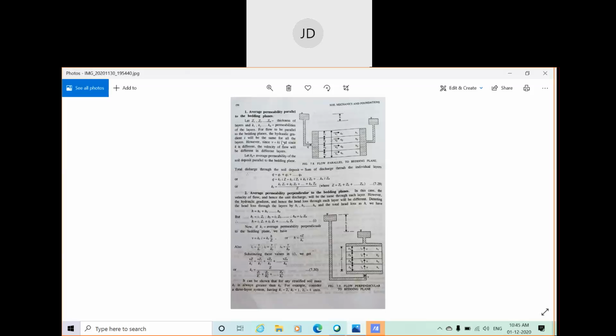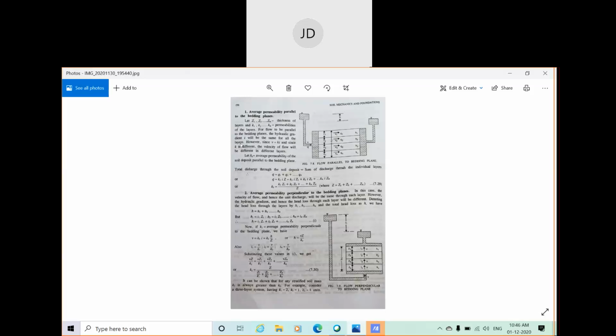We need to find out the average permeability, and since the flow is parallel, suppose this direction we consider as the x direction, we can denote the average permeability by Kx. So here you can see, let Kx be the average permeability of the soil deposit parallel to the bedding plane. The x represents the direction, this horizontal direction is represented by x. It's just a symbol.